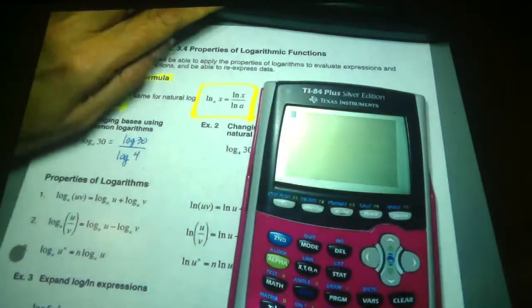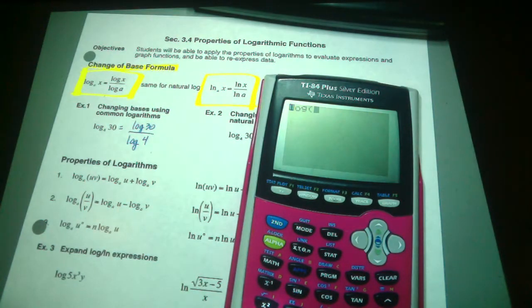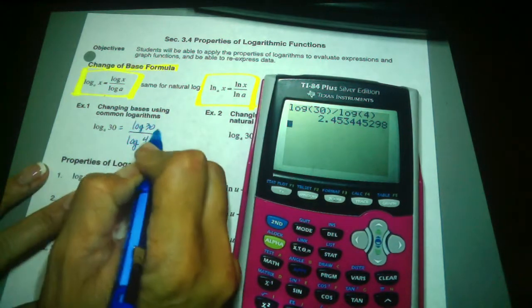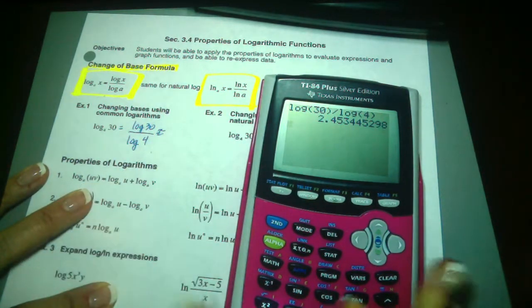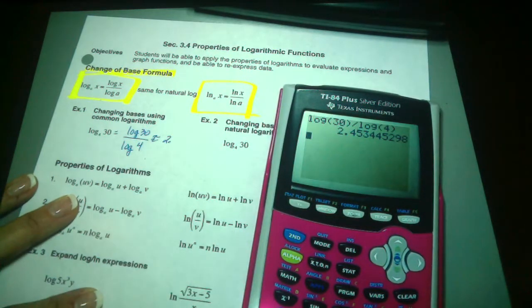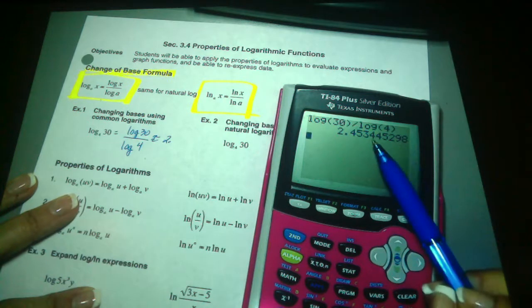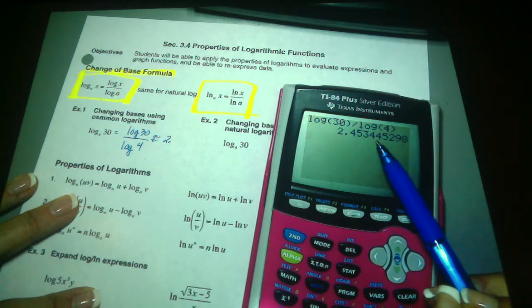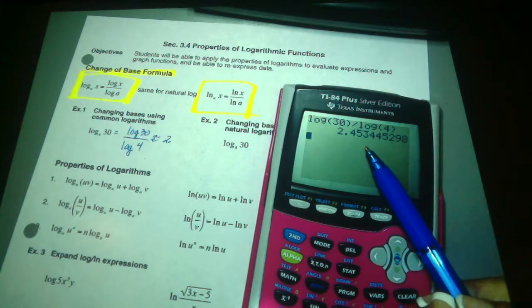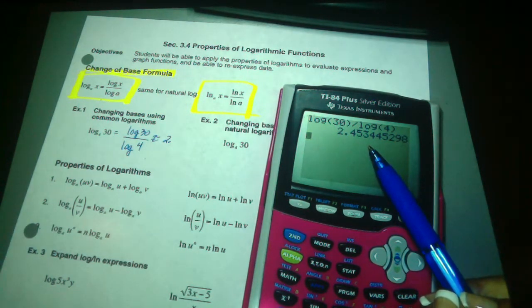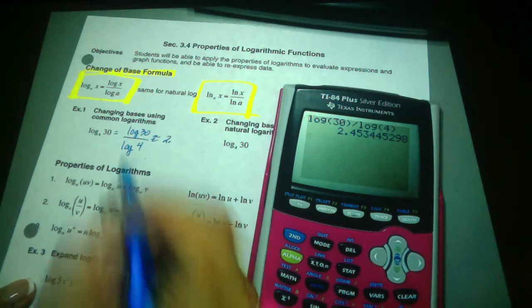So then we're going to take our handy-dandy calculator. And log of 30, make sure you end your parentheses, divided by log of 4. You've got to learn to round correctly. So we're going to round to 4 places. So it's approximately 2.4 or 5, is it a 3-4 or a 3-5? 3-5. What's next door is a 4, that's less than 5, so it stays the same. 5 is that point at which, if it's 5 or higher, we round up. If it's less than that, we keep it the same. So we got 2.4534.